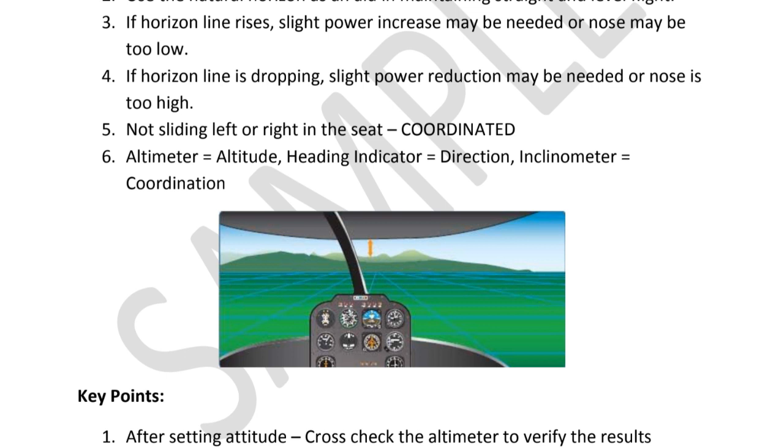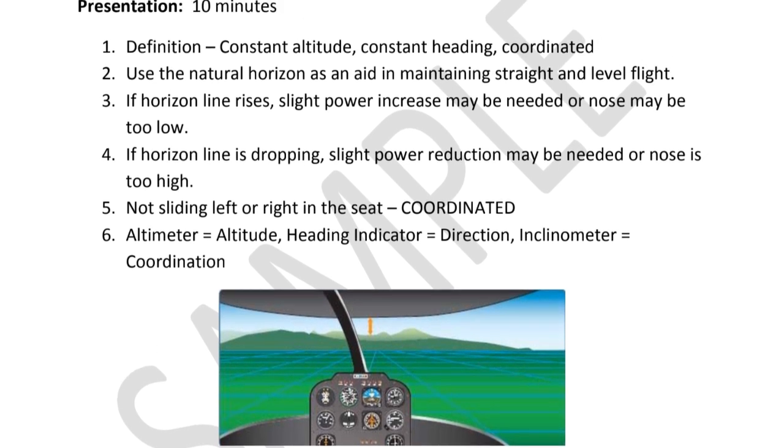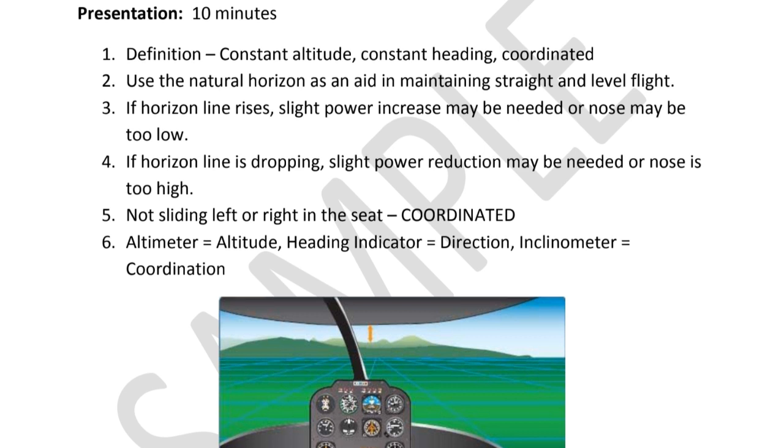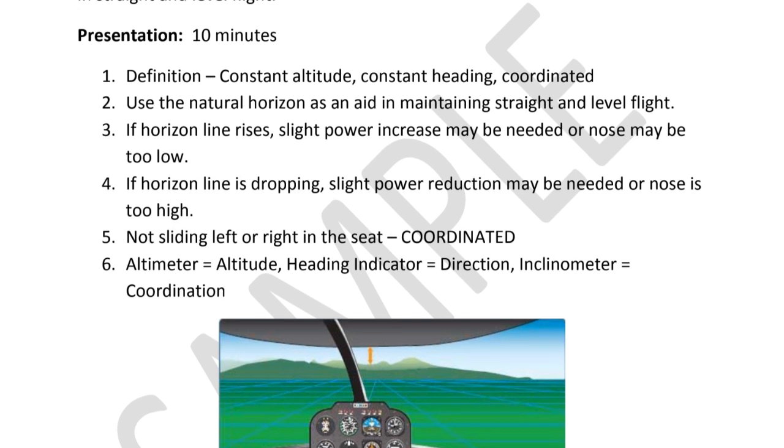And then you've got a series of bullet points below that, such as using the natural horizon to help maintain straight and level flight. You talk a little bit about, if the horizon line rises or lowers in flight, what needs to be done. Is the nose too low? Is the nose too high? Do I need to increase power? Do I need to decrease power? And you're explaining all of these different attributes to straight and level flight and how to perform the maneuver.